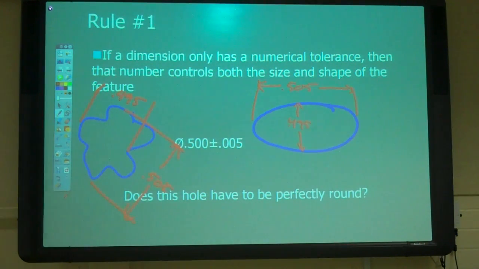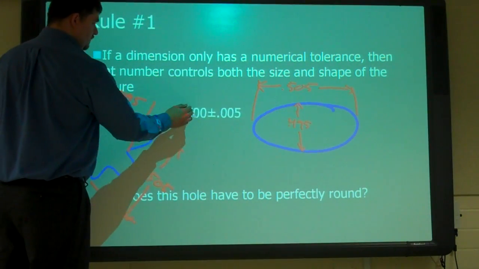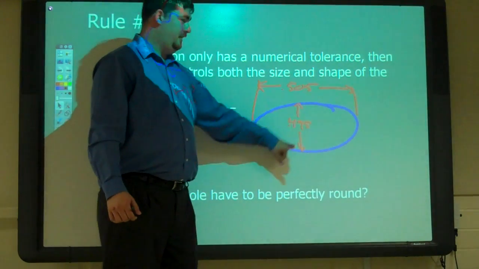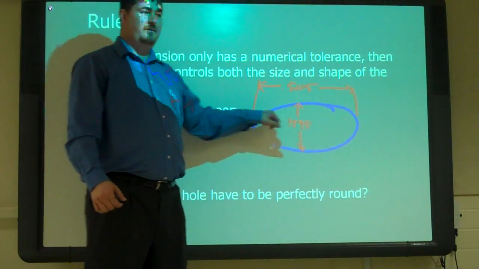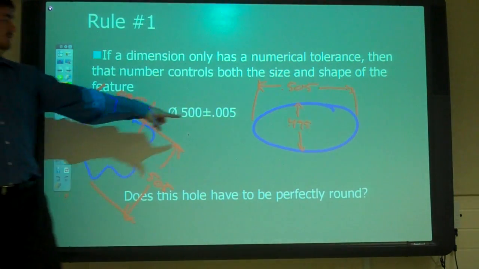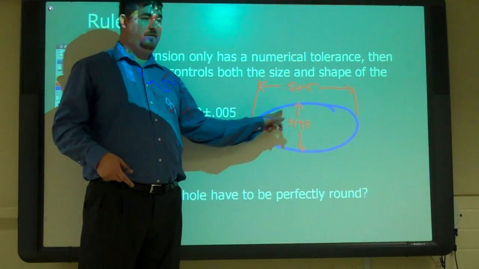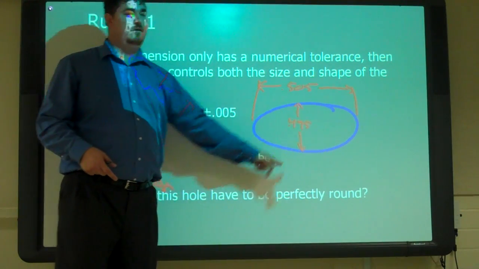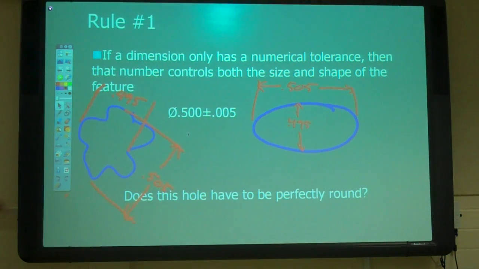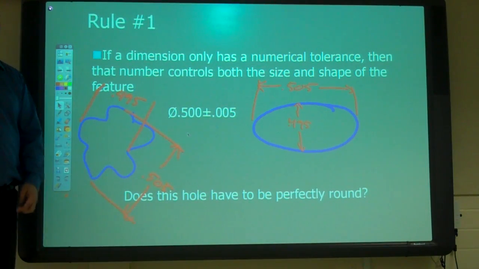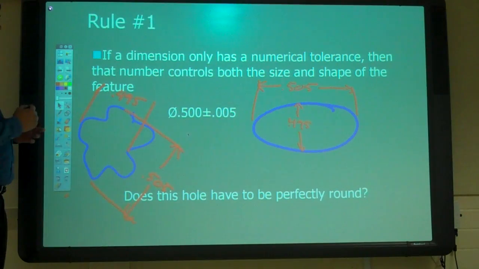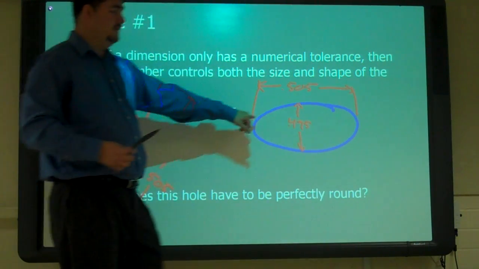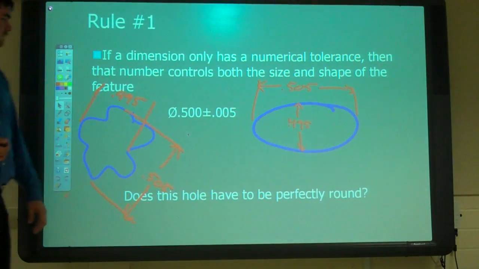meets those measurements. Well, then what do you mean that that dimension controls both the size and the shape? That's controlling the shape, right? It's meeting the size and the shape. So I can't say it needs to be perfectly round because it meets the size requirement. That could be any shape, basically. So as long as it meets the number dimension, the shape can vary as much as it wants to, as long as it always meets that size. Right. So it controls the shape and the shape can be anything, as long as the size is met. Okay.